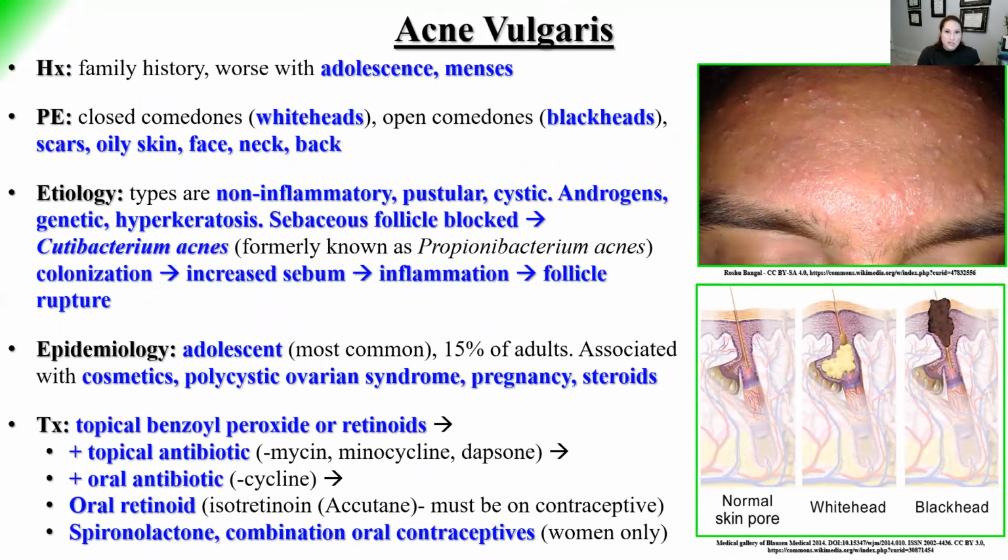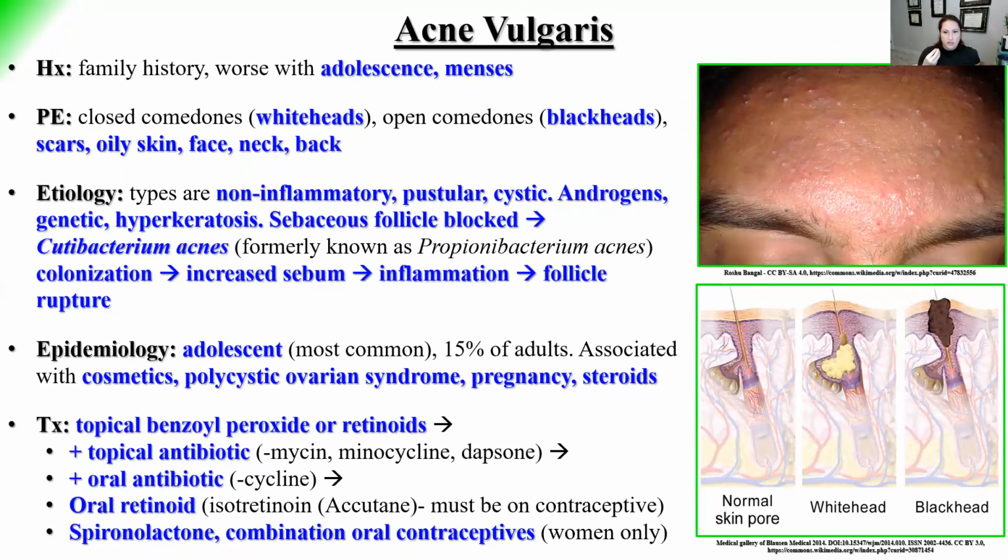Acne vulgaris. This is a common disease that presents right as people are becoming teenagers. This can be highly genetic. So you look for a family history of acne. Did it get worse with adolescence? And in women, did it get worse or does it get worse with their hormonal cycle, with their menses? When we look at the physical exam findings, I'm going to draw you down to this bottom picture here. We have whiteheads and we have blackheads. Whiteheads are closed comedones.